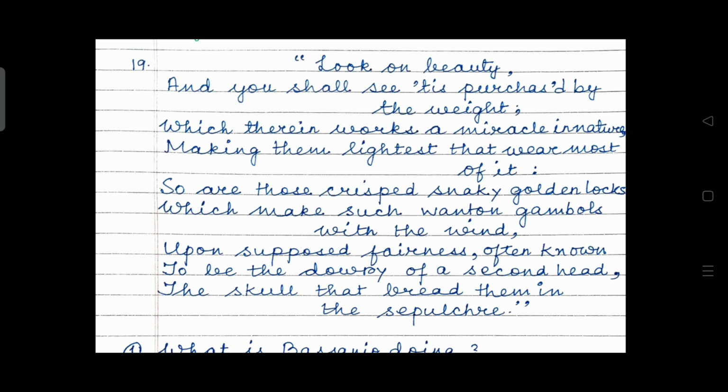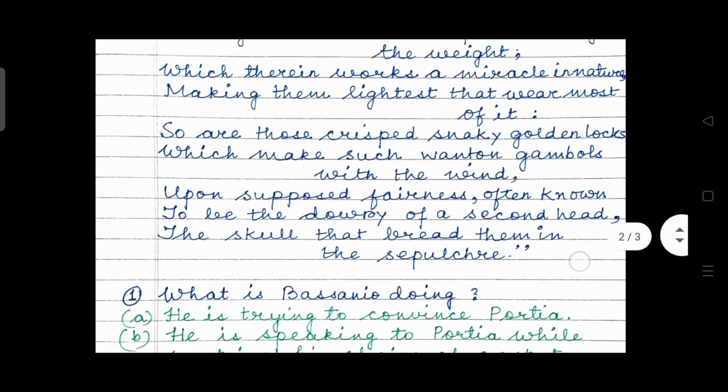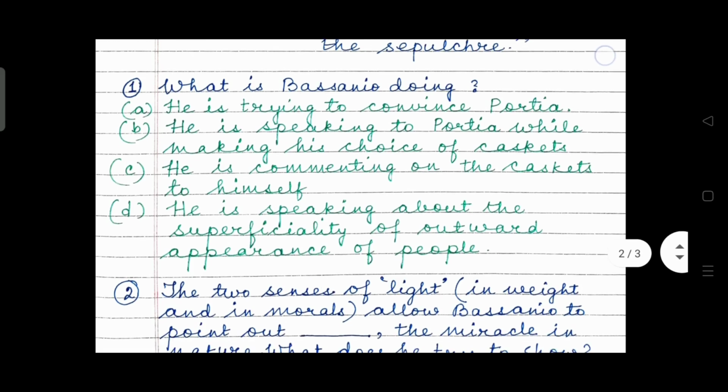That portion is very important. In fact, Act 3, Scene 2 is important. Do not skip any passage or any extract. Read and learn properly for your multiple choice questions.